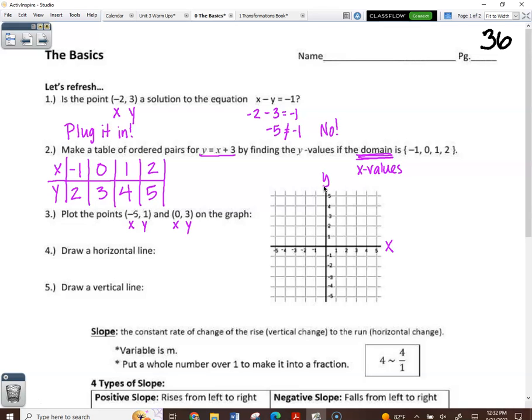The y-coordinate is the second number, and it controls moving up or down. If you ever forget that, or you get them crossed, look at the axes, label your axes, and that's the direction you run with those numbers. So (-5, 1) should have been left 5, up 1, and (0, 3) would mean no right or left movement, go up 3. That's where those points should be.